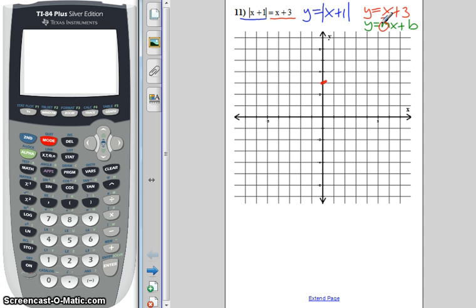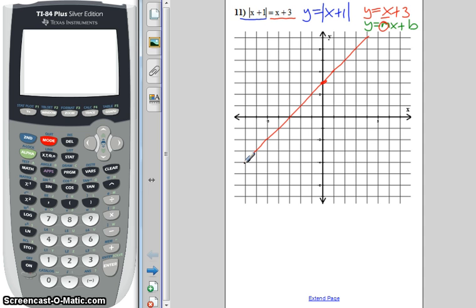So positive 1 means for every 1 you go across in the x direction, you're going up 1 in the y direction. And that's conveniently on this graph the diagonals of these squares. So it makes it nice and easy for us to graph that line. So we've graphed the right-hand side of the equation.